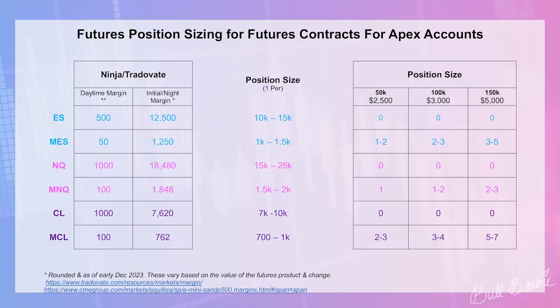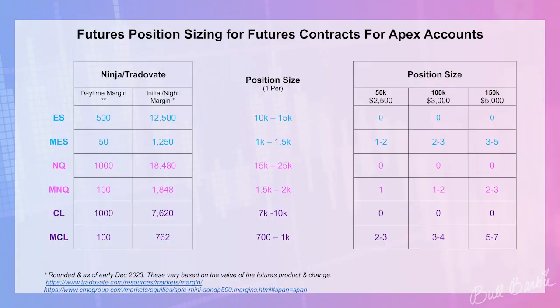So where on a self-funded account, I might take one ES for every $10,000, I still don't like to take ES in a 50K, 100K, or 150K prop account. I cover this pretty extensively in my prop account crash course, but the account size you have at a prop account is really your allowed drawdown. We just don't have the room in that drawdown to be taking full-size contracts.